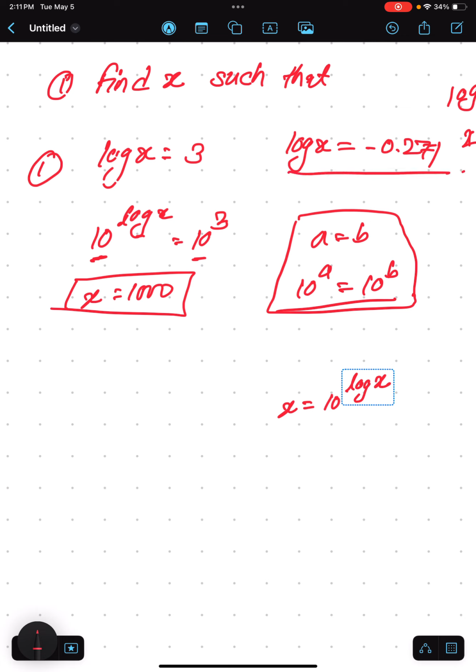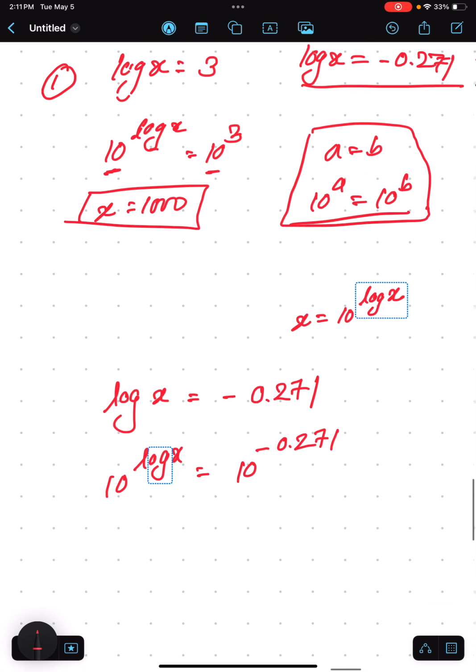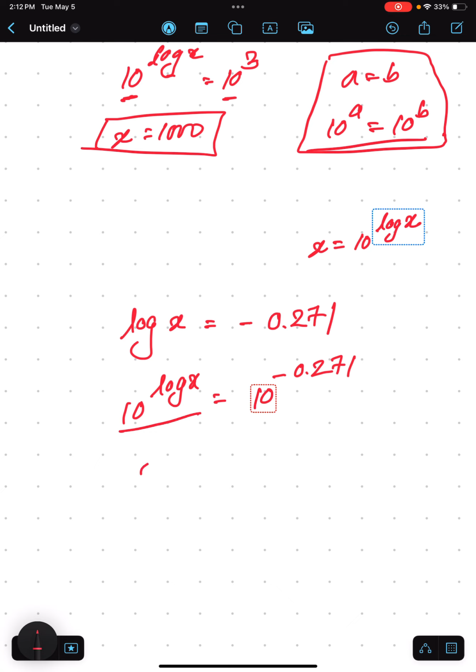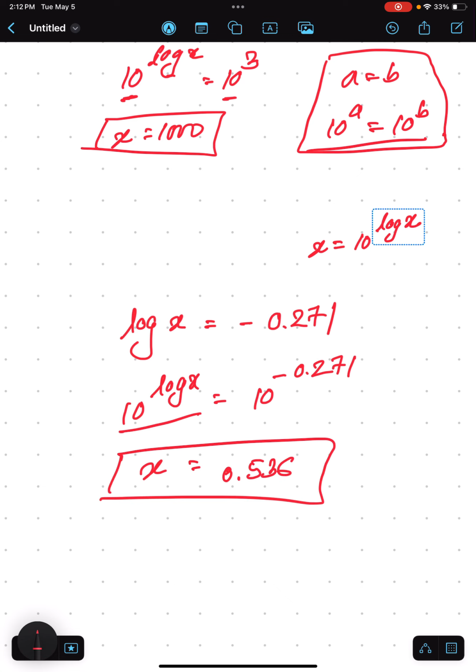Similarly, how do I do this? Log x is equals to minus 0.271. Now similarly I will raise both to the power 10, and this means x only, and this is 0.536. This is how you get the value of x. So let's do some more practice.